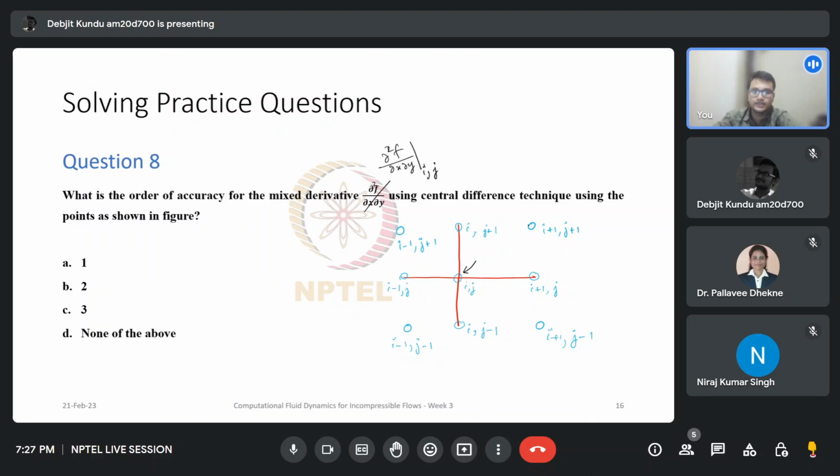I can use any of them. Or I won't say any, let's make it a bit easier. I'll tell you that using the central difference scheme, these are the points which come into use. These 4 points in the 4 corners. So using them, what is the order of accuracy which I can achieve? Is it option A 1, option B 2, option C 3, or option D none of the above? Remember, I am using a central difference technique.